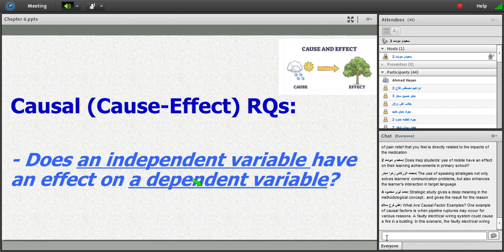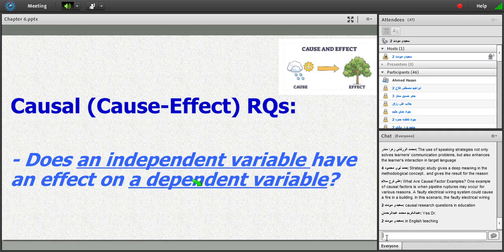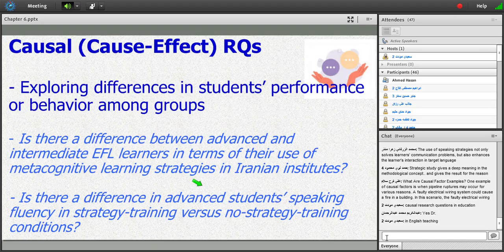Causal, when pipeline ruptures may occur for various reasons. These are examples, actually not in an educational context, but they can show what we mean by a causal research question. So if you want to surf the net and find more research questions, you need to write educational or causal research questions in education or in English teaching. These can lead to results that seem to be more relevant to our field of study.